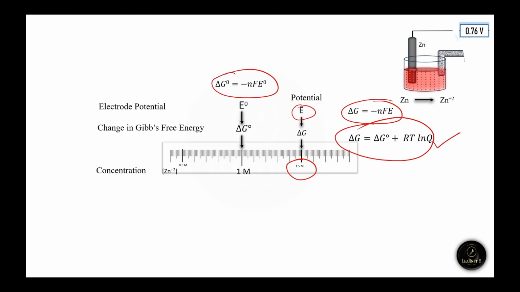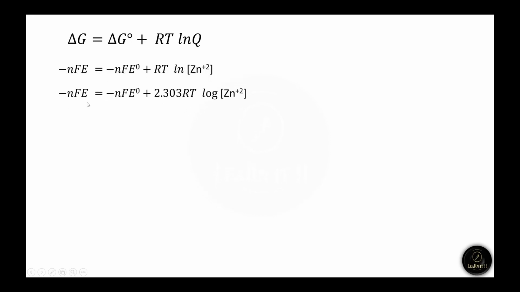So consider this relationship. Delta G is equal to delta G naught plus RT ln Q. We know that delta G is equal to what? Minus NFE. Delta G naught is equal to minus NFE naught. Let us put them. And here Q is equal to concentration of Zn+2. So minus NFE is equal to minus NFE naught plus 2.303 RT log concentration of Zn+2. So dividing by minus NF on both sides, which gives E is equal to E naught minus 2.303 RT divided by NF log of concentration of Zn+2.